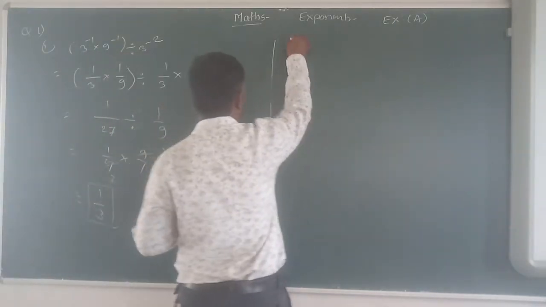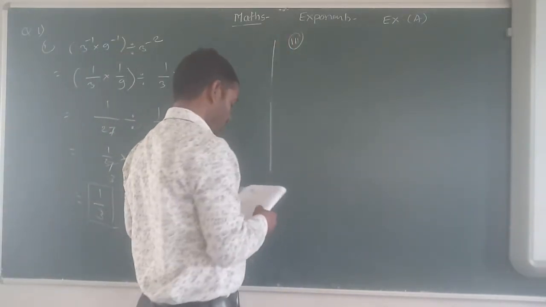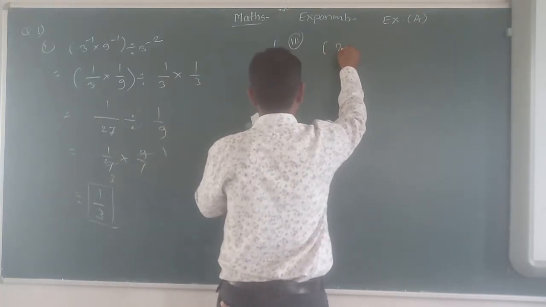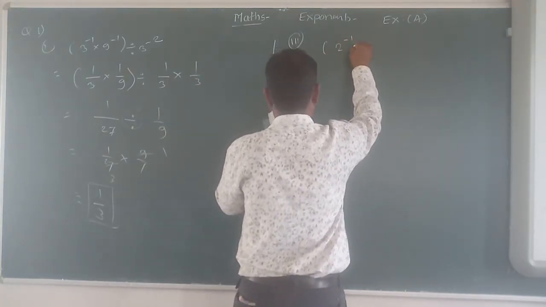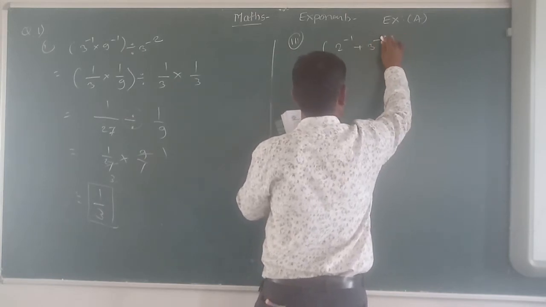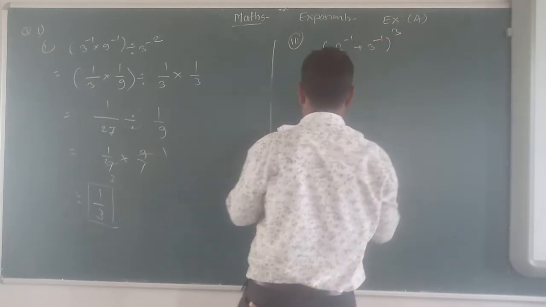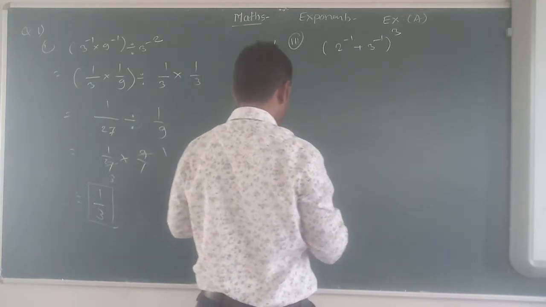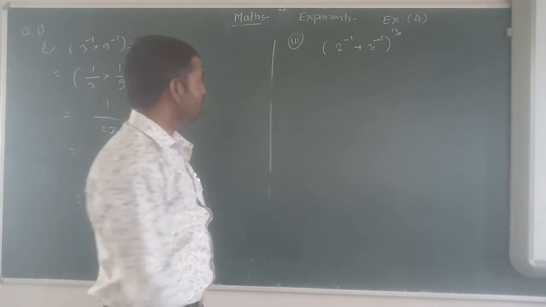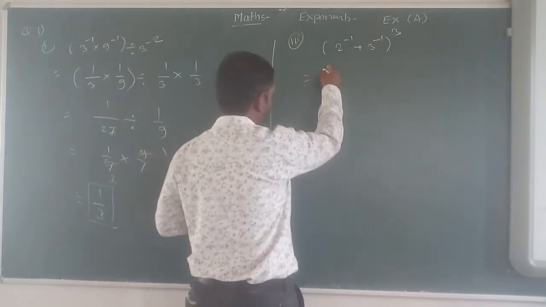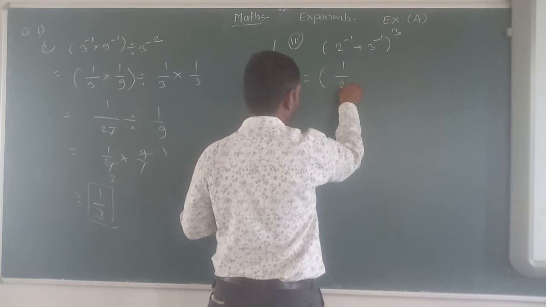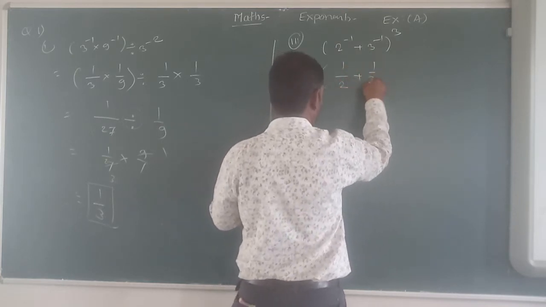After that we will take question number 3 from the first one. Question 3 is given: 2 raised to minus 1 plus 3 raised to minus 1, bracket raised to 3. Here also, where is the negative power? There we will change their position. That means the minus power we will make plus: 1 upon 2 plus 1 upon 3.